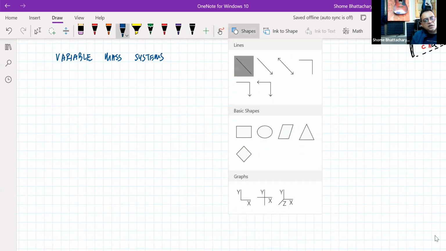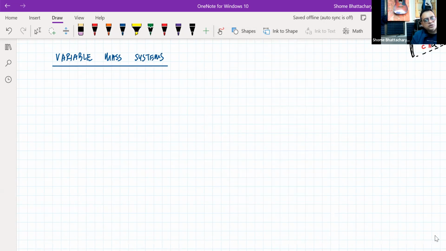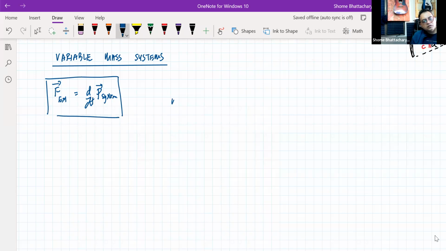So we can have situations where mass of a system is increasing or mass of a system is decreasing. So there, when we apply Newton's second law, the net external force, which will become rate of change of momentum of the system, net external force equals rate of change of the system's momentum.